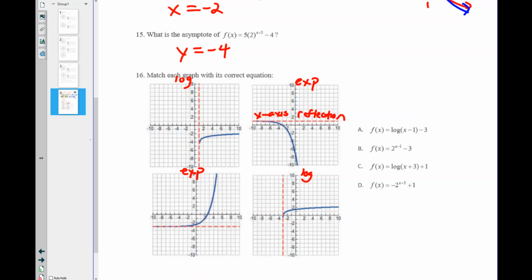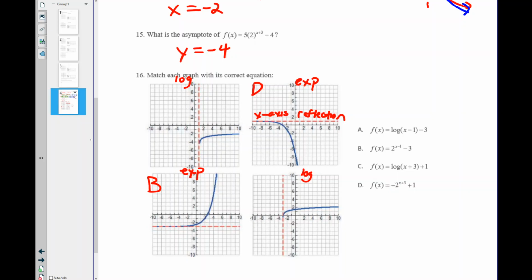All right, let's look at the exponentials first. The ones with the horizontal asymptote, one of them should have an asymptote at -3, and the other one has it at 1. The one that has it at -3 is B, and this is D. Notice how D also has that x-axis reflection.